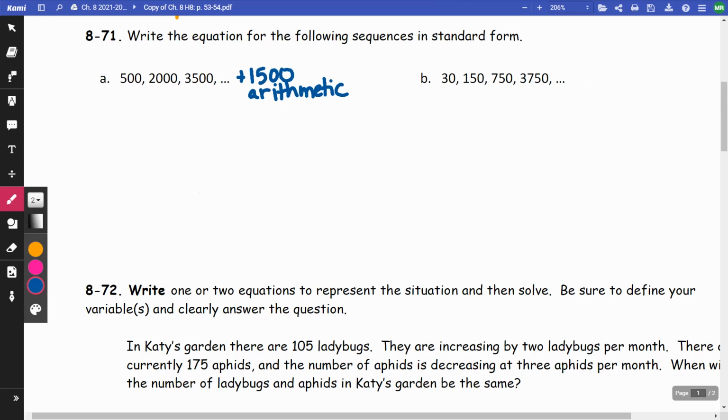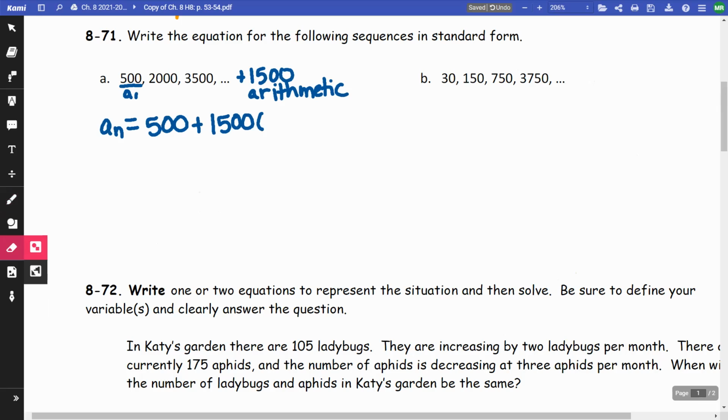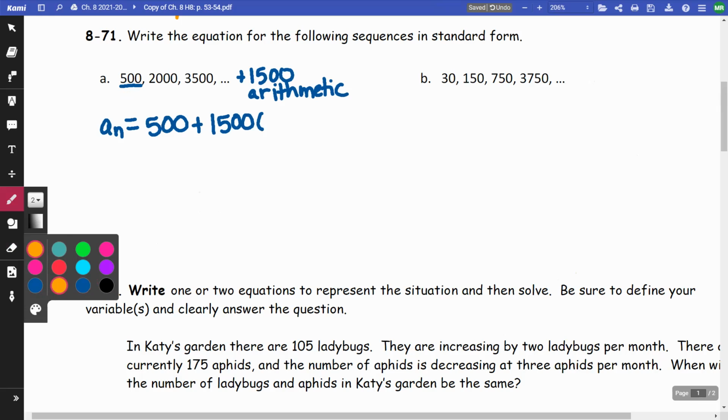So since this is arithmetic, I'm going to write this two ways. One way is to start with my first term, my a sub 1, let's say, which is 500. And what am I doing to 500? I'm adding 1,500. Now, since I'm starting with my first term, not my 0 term, this is going to be an n minus 1 because I'm starting with my first term.